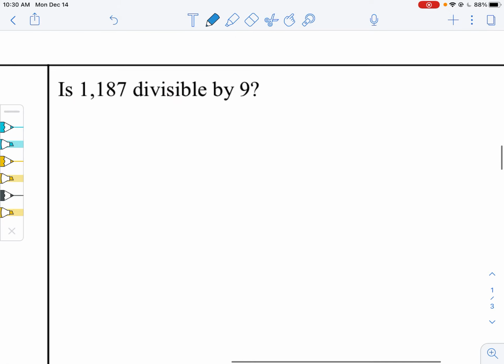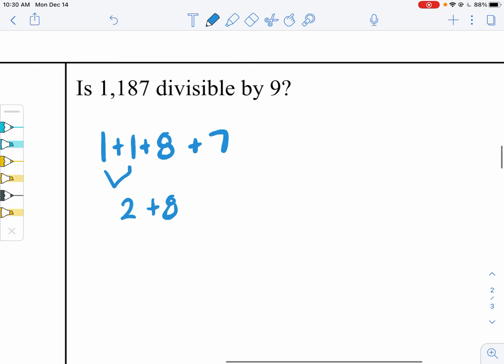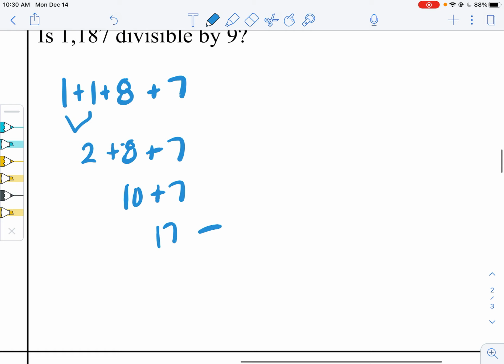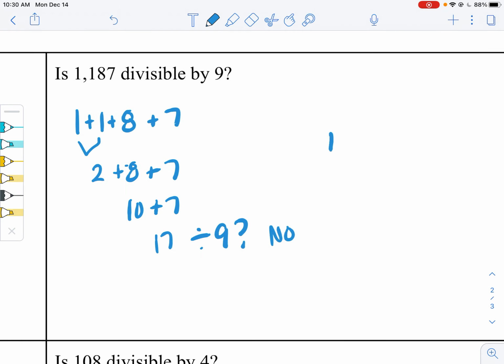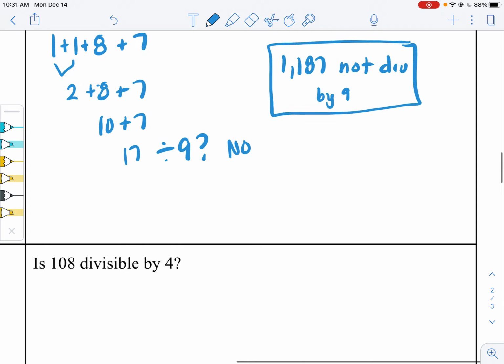Let's try divisibility by 9. The rule is if the sum of the digits is divisible by 9, then that number is divisible by 9. So let's take our digits of 1,187 and add them up. We have 1 plus 1 is 2, plus 8 is 10, plus 7 is 17. Is 17 divisible by 9? No. So 1,187 is not divisible by 9.